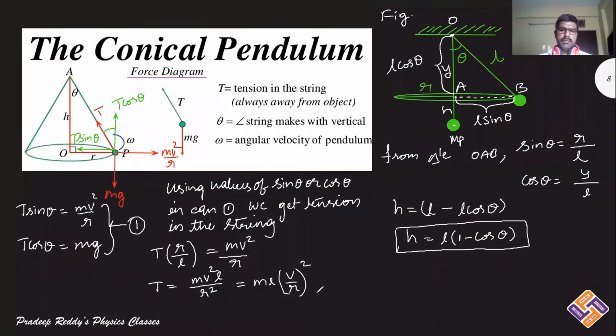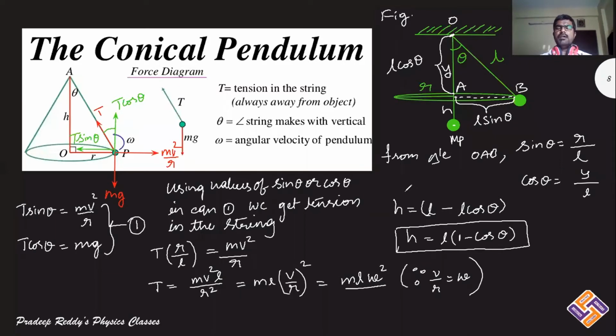Right? But what is V by R? V is equal to R omega. So V by R will be omega. This gives you m L omega square, since V by R is equal to omega. Just substitute that omega here, which is the angular frequency of the conical pendulum. Likewise, you can take cos theta as y by L and substitute it in the T cos theta equation so that you can find out the tension too.